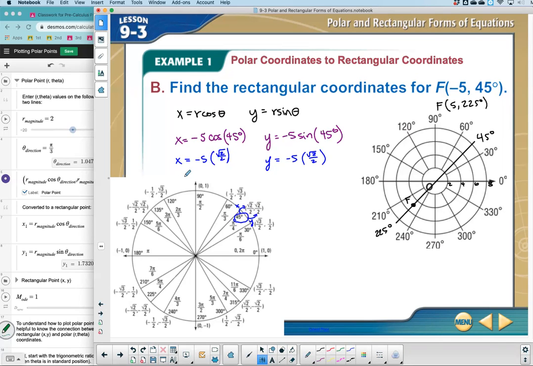The mathematics here, they don't appear to simplify at all. So I'll write this rectangular point as being the x, -5 times the square root of 2 over 2, and the y value, -5 square root of 2 over 2. And that will be my solution.